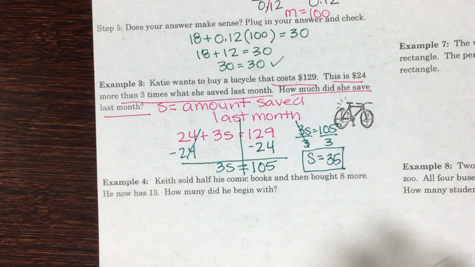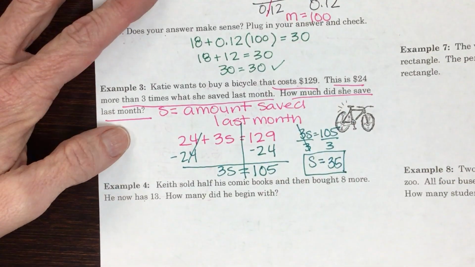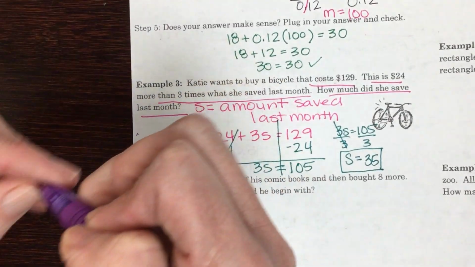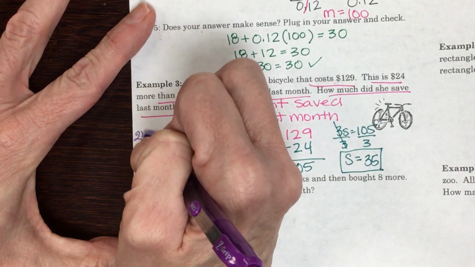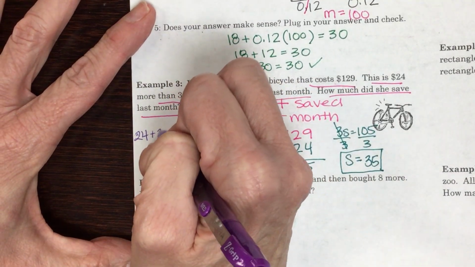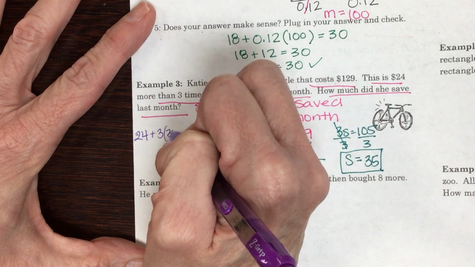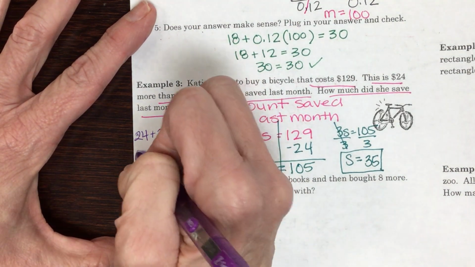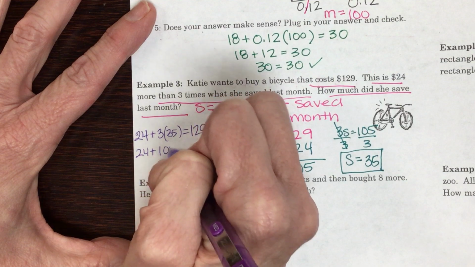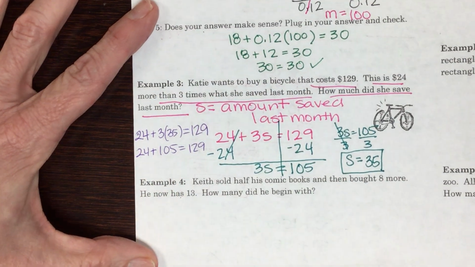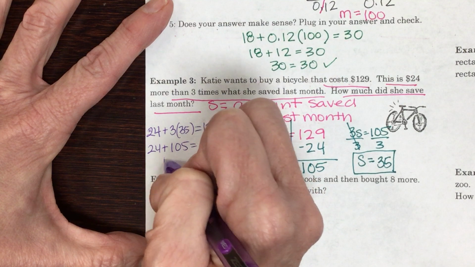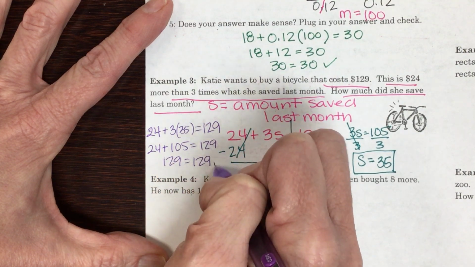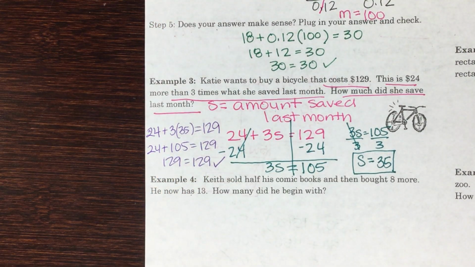All right, we got to check our work though, okay? So I'm just going to do it over here to the side. So I had 24. And we said 3S, so S is 35, equals 129. Let's see if it works. So 24 plus 105 equals 129. 24 plus 105 is 129, so 129 equals 129. So our answer is correct. So if this would have been a quiz, you know that you got it right.